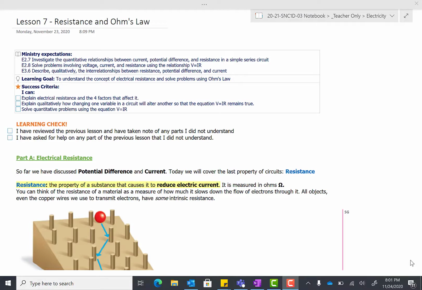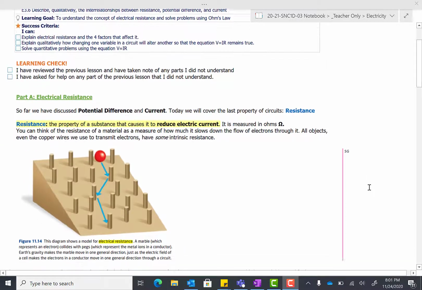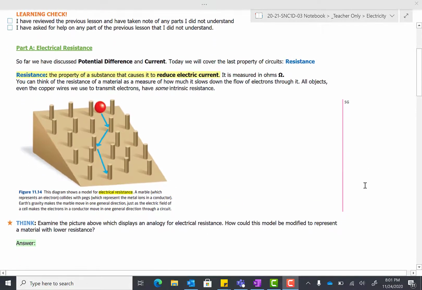Hi everyone. So in lesson 7, we're going to explore the concept of resistance and then use something called Ohm's law to figure out how we can calculate the resistance inside a circuit. So at the very top of the lesson, we're looking at this idea of what resistance is.